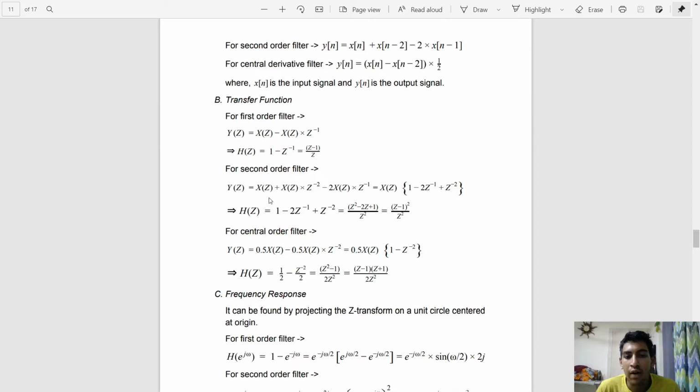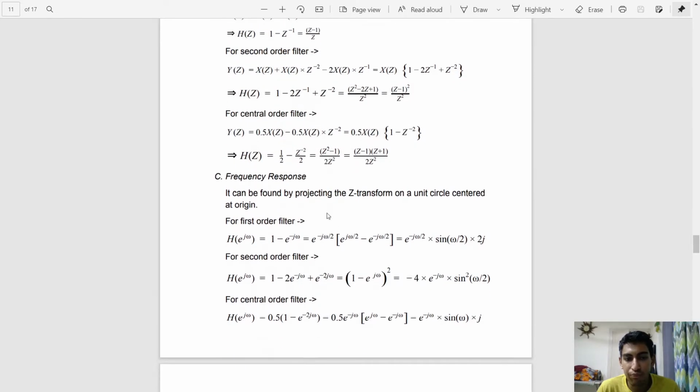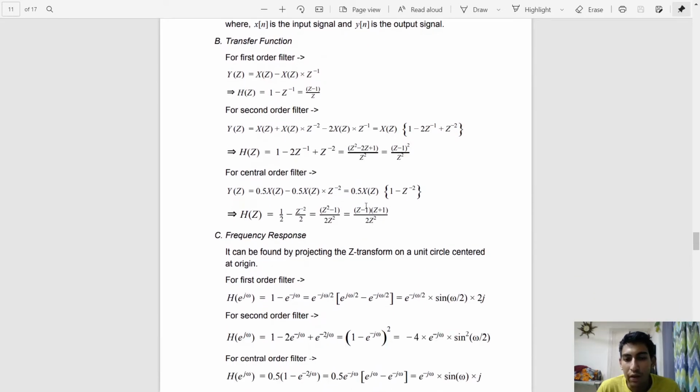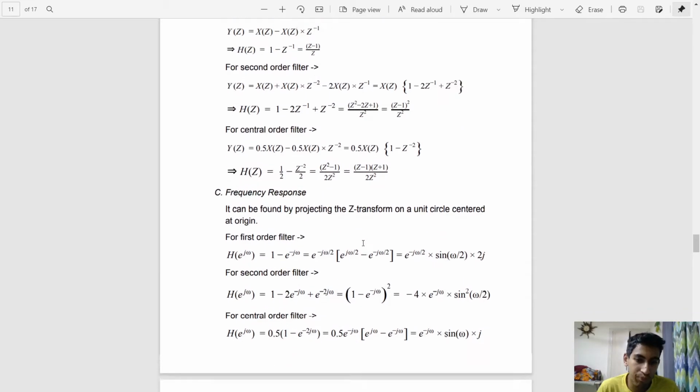For the second order filter, we have a similar situation, x of z times 1 minus z raised to power minus 1 squared, and we get this transfer function. You can see it's just the square of the first order filter. For the central derivative filter, we can get the transfer function in a similar manner, and we get this: z squared minus 1 over 2z squared, and we can factor out the numerator, we get z minus 1 times z plus 1.